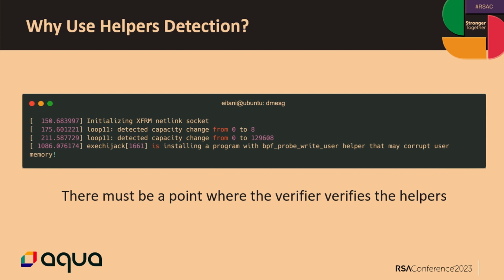So we understood that helpers are the meaningful part of this attack, and we thought to ourselves, okay, how can we find which helpers are being used? Once we ran some of the eBPF rootkits, we found an interesting message in dmesg indicating that a certain eBPF program is using a helper that can corrupt user data, which is interesting. We thought, there's got to be a point where the verifier verifies helpers. And exactly that's what happens.